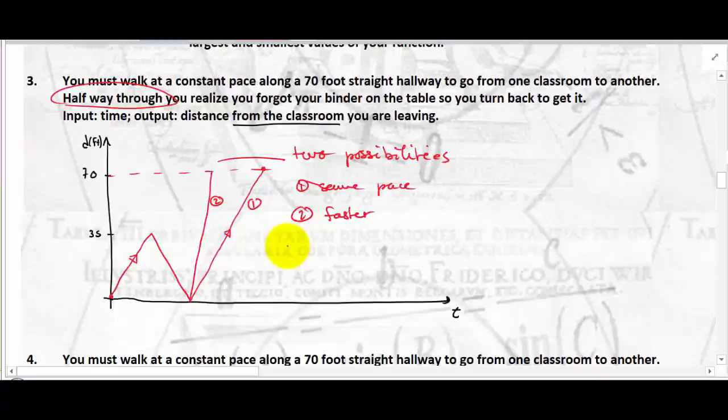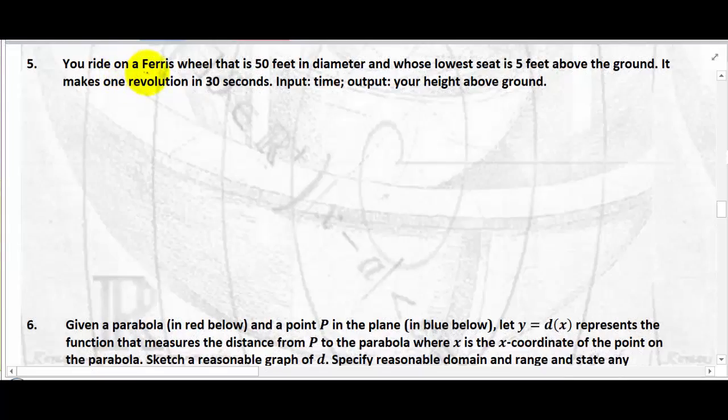All right, let's go over example number 5. You ride on a Ferris wheel that is 50 feet in diameter and whose lowest seat is at 5 feet above the ground. Let's draw that.